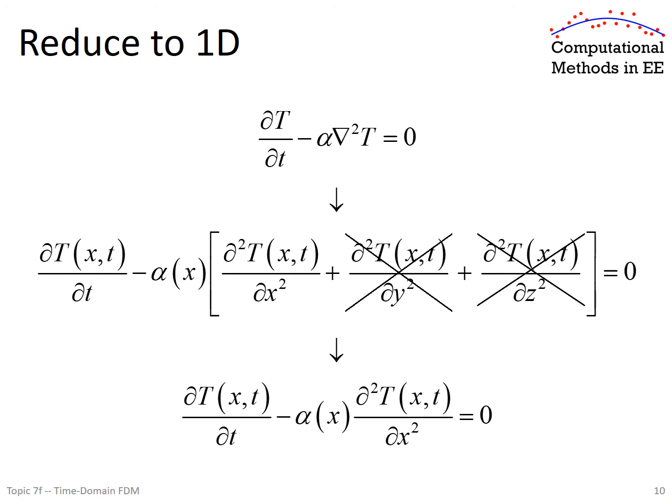So here is our revised governing equation, now reduced to one dimension. And here I explicitly put in what these different variables are a function of. So temperature T is a function of position and time. That thermal diffusivity is only a function of position. So let's move on with this and see how we can solve it.